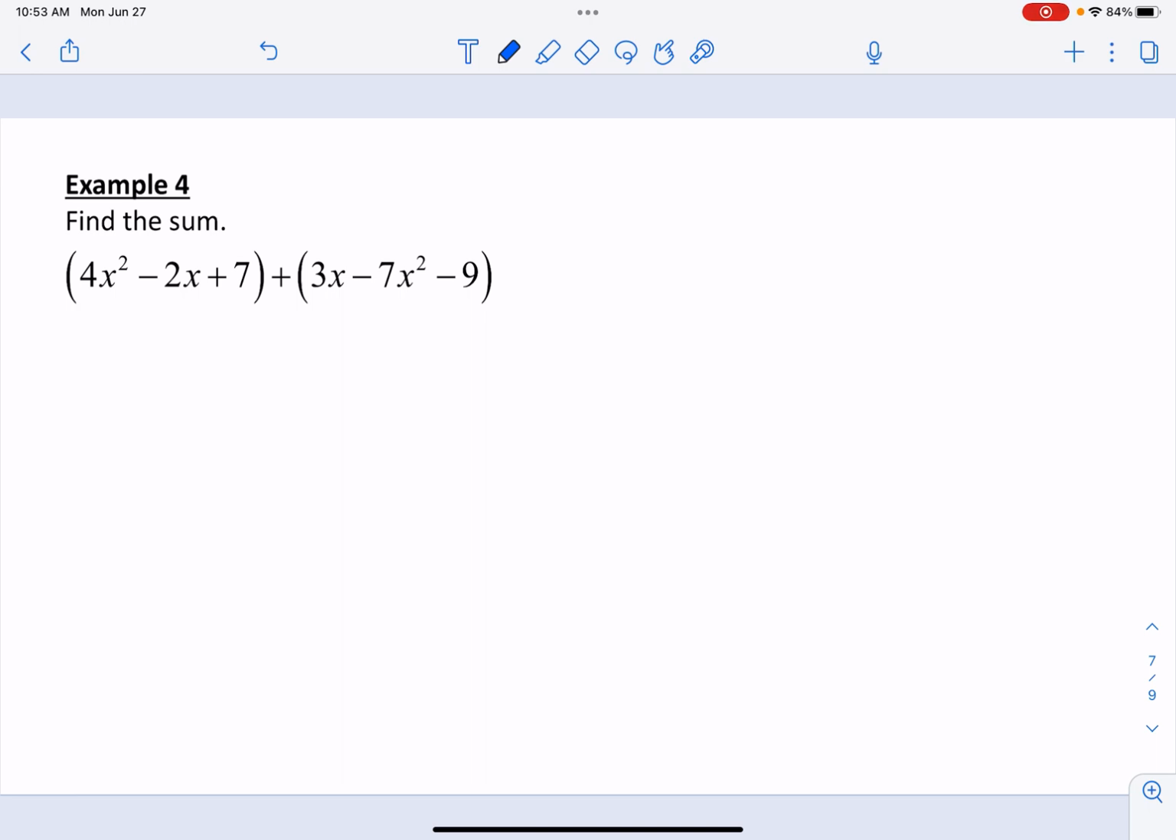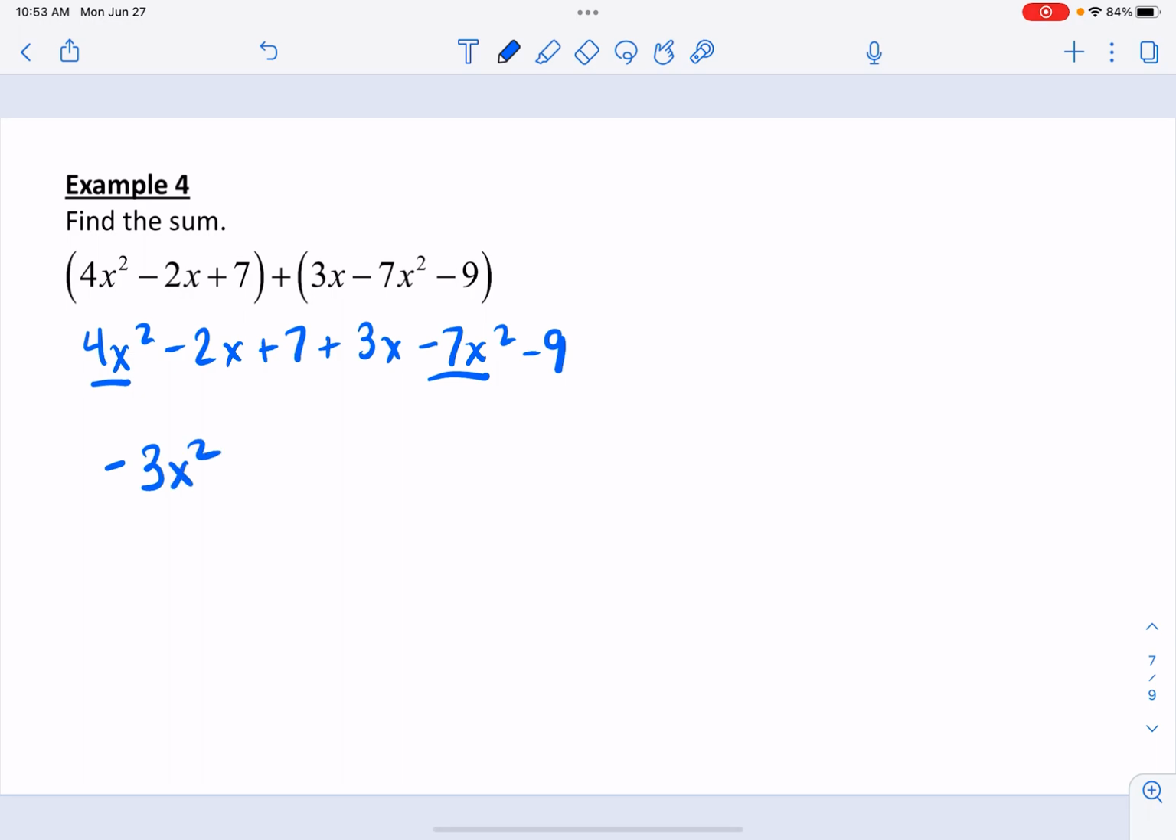Find the sum. Just another example. Again, when you're finding the sum, it's just one big addition problem. Any term that has a squared, 4x squared minus 7x squared, well, that's a negative 3x squared. And sometimes people like to cross those off. Hey, I've taken care of those terms. Now I have negative 2x plus 3x. That turns into an x. 7 minus 9, that's a negative 2. And again, this is in standard form, and it's okay that our leading coefficient in this case is negative.